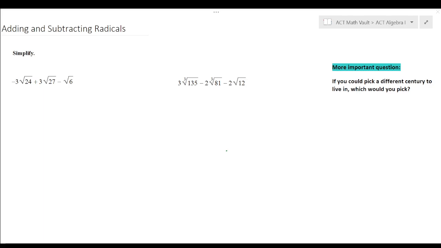Hi everyone, in this video I want to talk about adding and subtracting radicals. Here are the two problems that we'll do.